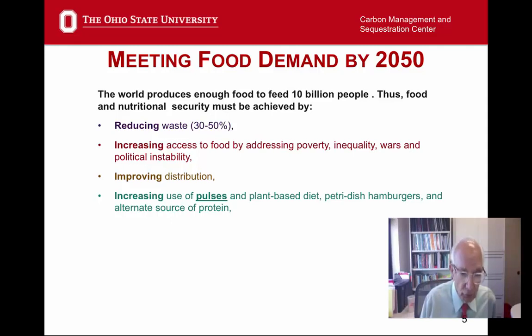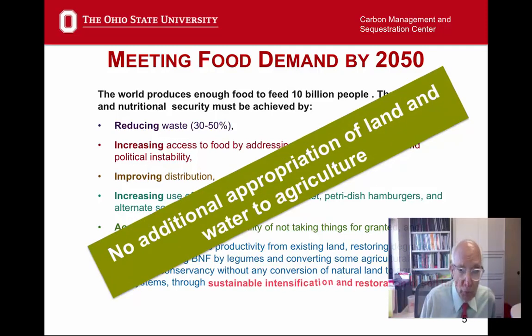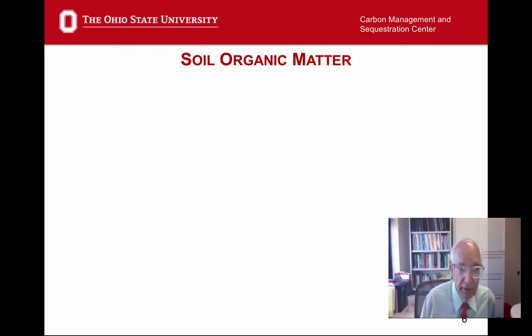and identifying alternate sources of protein, accepting personal responsibility of not taking soil, natural resources, agriculture, and the food for granted, and of course increasing agronomic productivity from existing land, restoring degraded lands, enhancing biological nitrogen fixation by legumes, and converting some agricultural land for nature conservancy without any additional conversion of land to agricultural ecosystems, through sustainable intensification and restoration of soil health. The idea is no additional appropriation of land and natural resources to agriculture.